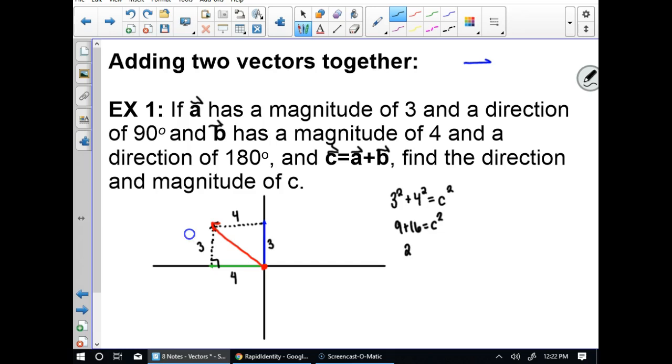You probably already know the answer to this one. We're going to square root both sides. 5 is c. So the magnitude, which we represent geometrically by the length, is 5.